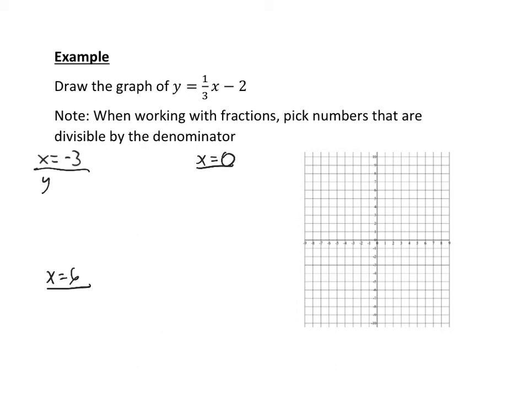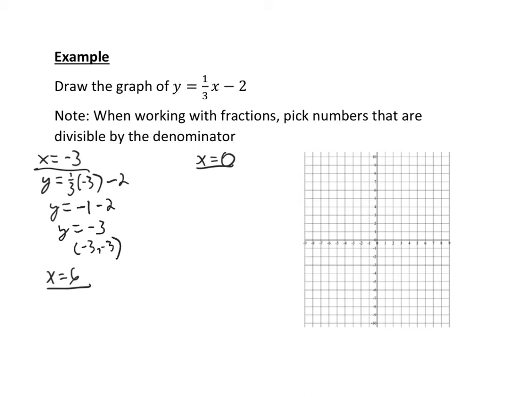So to get a y value here, y equals 1/3 times negative 3 minus 2. To multiply fractions, you multiply the numerators and divide by the denominator. 1 times negative 3 is negative 3, divided by 3 would be negative 1, minus 2. So y equals negative 3. So that's a point, (negative 3, negative 3).